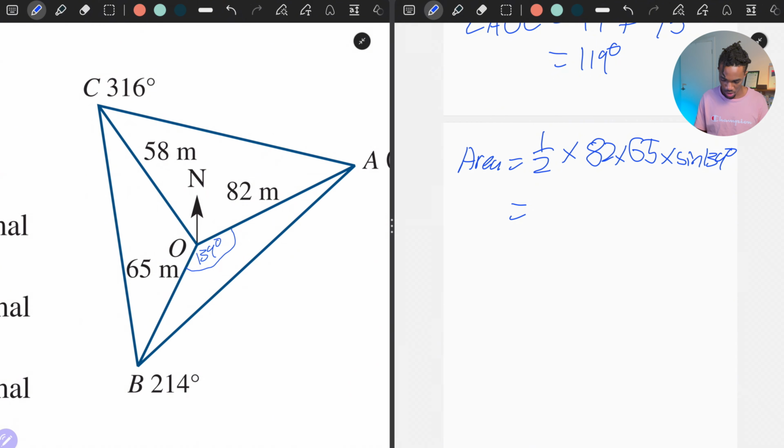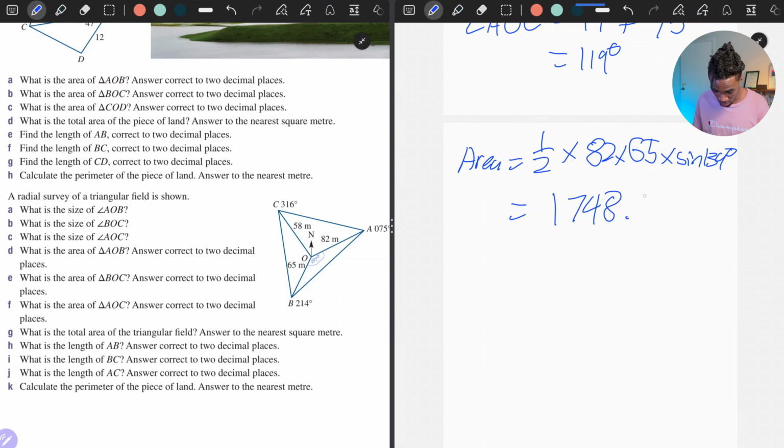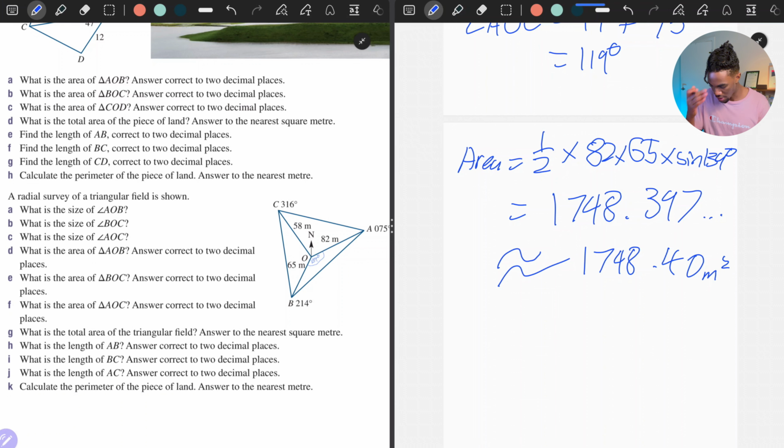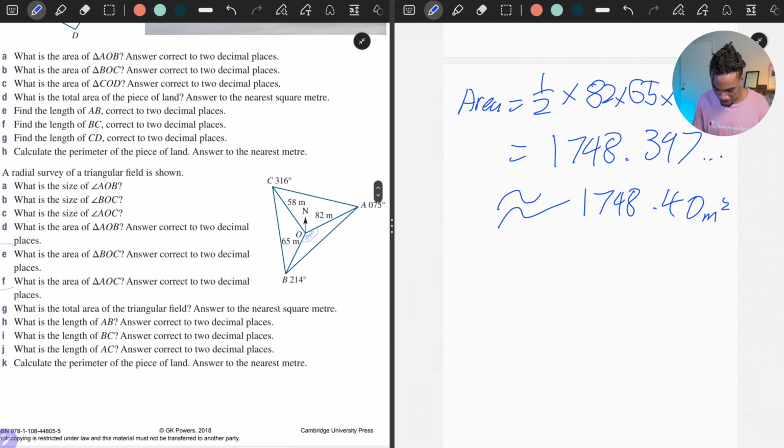And that equals 1748. Say correct to 2 decimal places, so 0.397... approximately equal to 1748.40 meters squared. That's what you need to do for that. I'm going to skip all of these because it's pretty much the same thing, calculating the area using the formula.